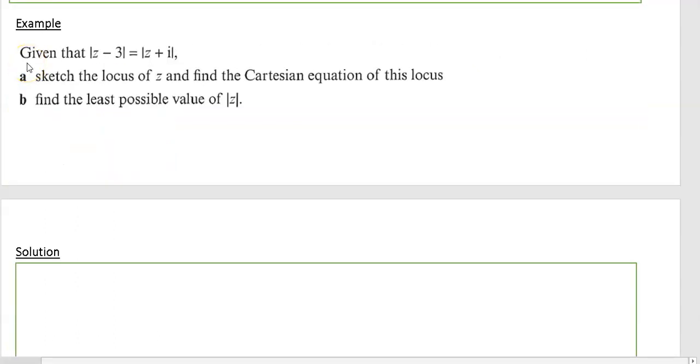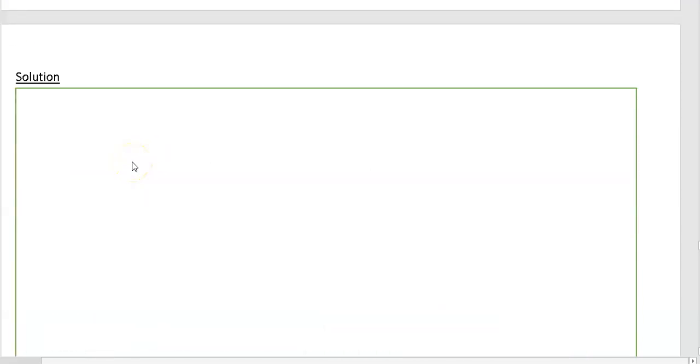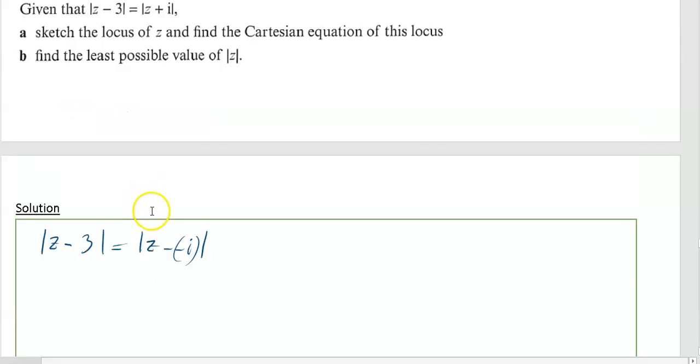The next example says, given that modulus of z minus 3 is equal to modulus of z plus i, sketch the locus of z and find the Cartesian equation of this locus. Okay, the first thing I'm going to do in the solution is write this in the form that I like. So modulus of z minus 3 is equal to modulus of z minus i. So I can see what form this is going to be in. This means this is a perpendicular bisector of the point 3 and the point minus i. So this is what we're going to have to be drawing here.